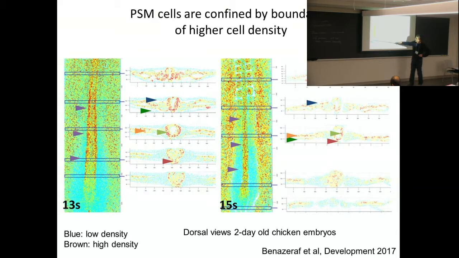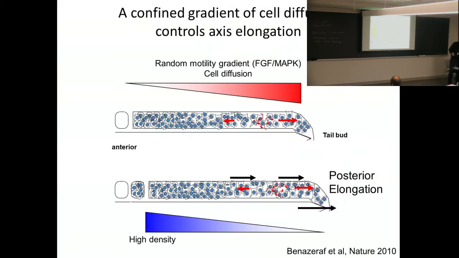There are two things which are interesting to note here. One is that there is a very striking gradient of cell density along the presomitic mesoderm, with a very low density in the region where the cells are very actively motile. The other important thing is that the presomitic mesoderm is surrounded by regions of high cellular density, like the lateral plate, the neural tube, and clearly the forming somites, suggesting that the cells are confined in a defined environment of higher cell density.